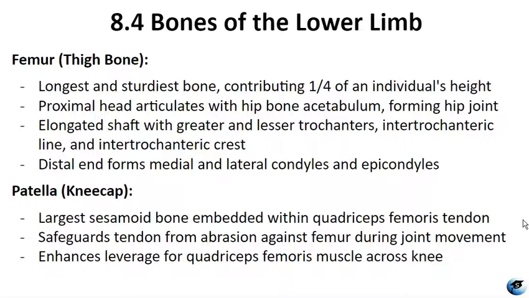Beginning with the femur, also known as the thigh bone, this bone stands out as the longest and sturdiest bone in the body, contributing approximately 1/4 of an individual's total height. Its proximal head articulates with the hip bone's acetabulum, forming the hip joint, while the elongated shaft features prominent structures like the greater and lesser trochanters, intertrochanteric line, and intertrochanteric crest. Moving distally, the femur forms medial and lateral condyles and epicondyles, which are important for articulation within the knee joint.